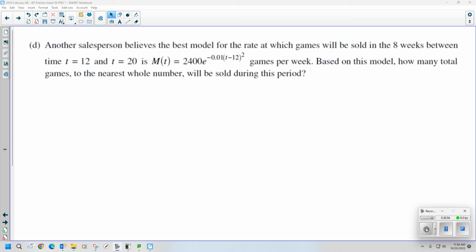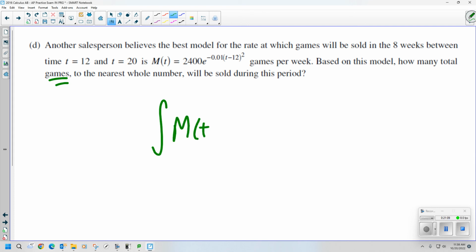This problem is so much more straightforward and less tricky than part C, because I am just going to integrate. Remember, I'm going to want the total. How many total games? I'm integrating m of t. And guess what? I'm going from 12 to 20. How come? Your exponent is set up as t minus 12.